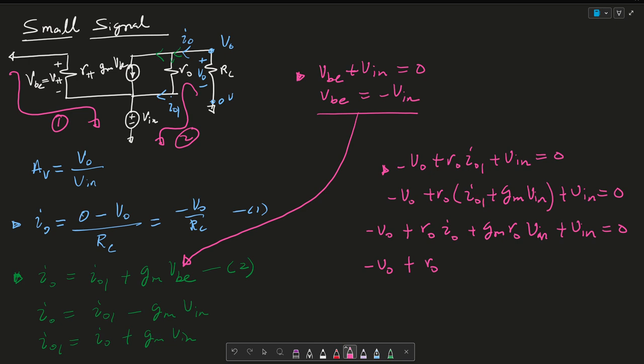I made a mistake. This is IO1, IO1. RO is IO plus GM. Oh, no, I didn't make a mistake. So this is IO. So what I meant to say was that this should be RO IO, and this is the equation: it's VO over RC plus GM RO VN plus VN is equal to 0.